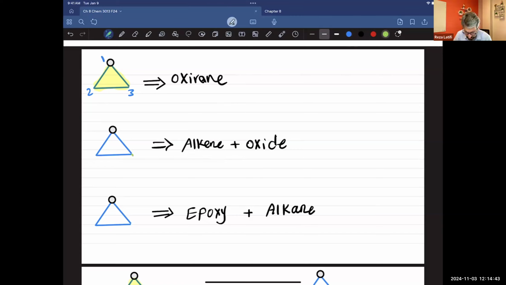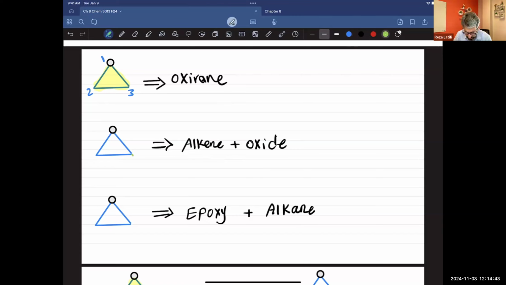On the left side, I highlighted the ring, and I'm going to start labeling from here: 1, 2, and 3. On the second carbon, I have a methyl, so I'm going to say 2-methyl. I have a substituent, a methyl, and it's sitting on oxirane. So I go 2-methyloxirane.